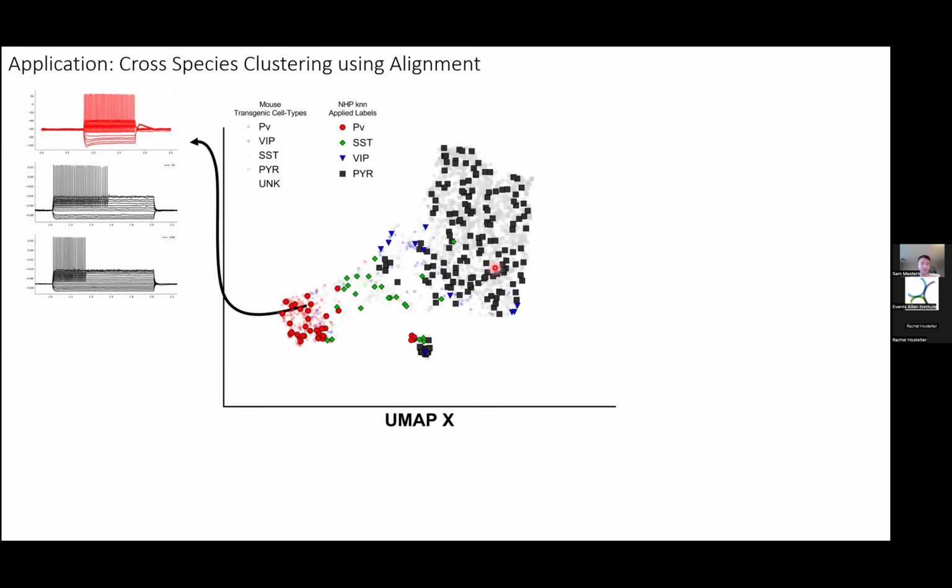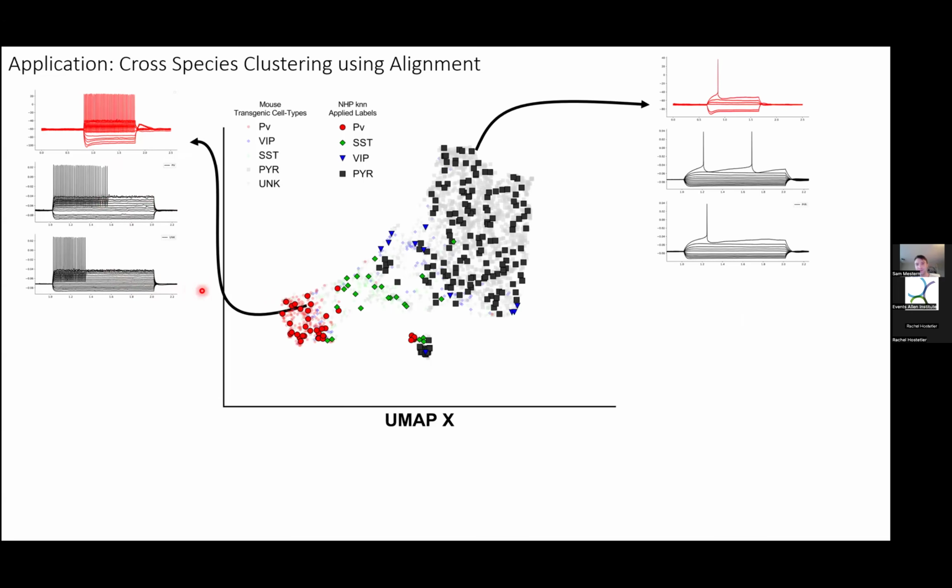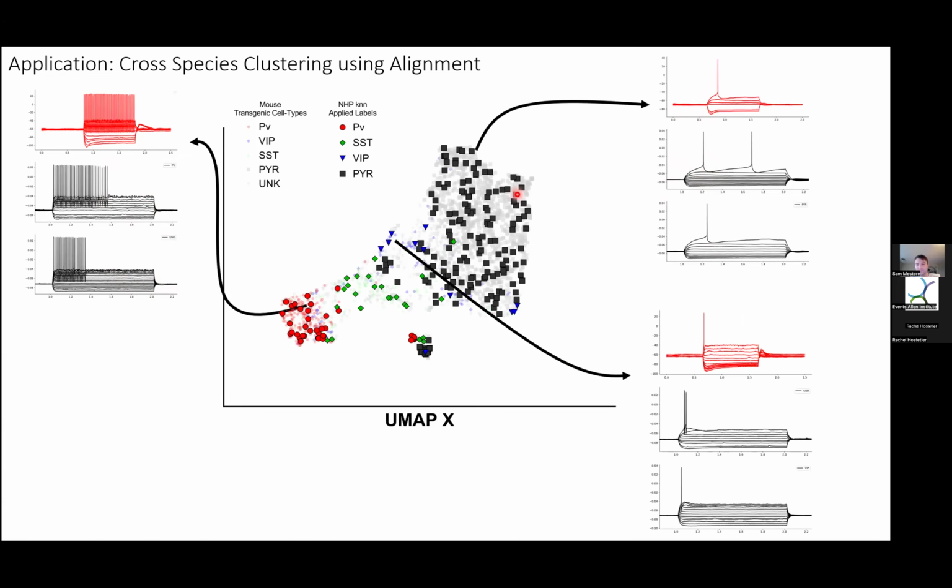Finally, we did a check to make sure, like we did with the Telias dataset, that the datasets were integrating well by looking at the ephys waveforms. Here I pulled out one of our PV cells, and it does look quite similar to the PV cells, the nearest neighbors from the Allen mouse data set. Again, here's a pyramidal cell. It looks quite similar to the pyramidal cell, its nearest neighbor from the mouse data set. And finally, down here is a VIP cell, which does look quite similar to its nearest neighbor from the Allen mouse data set.